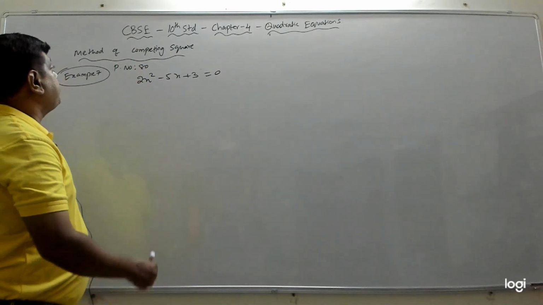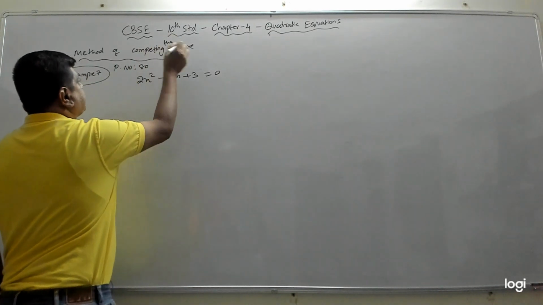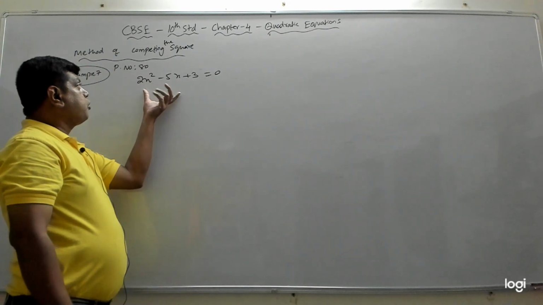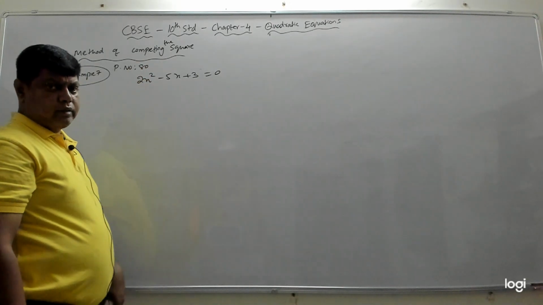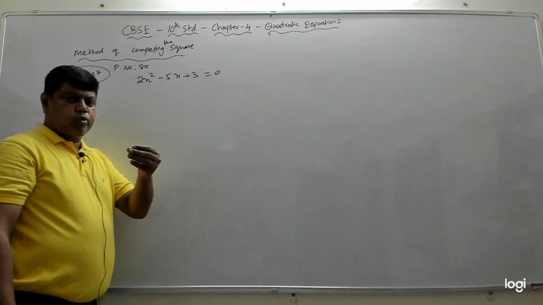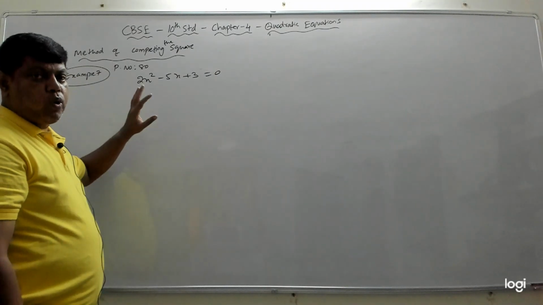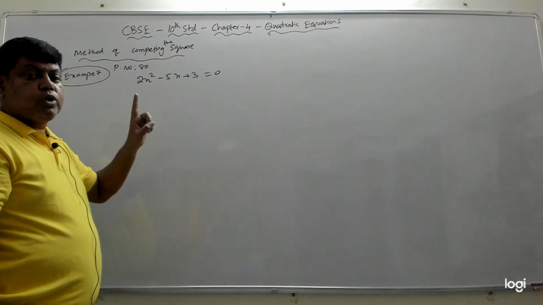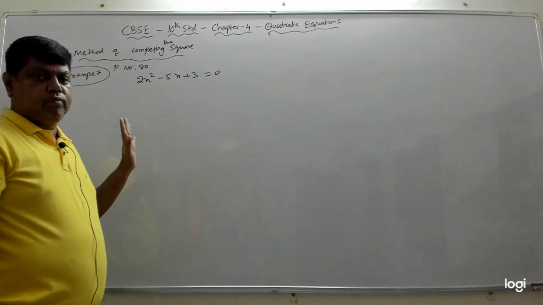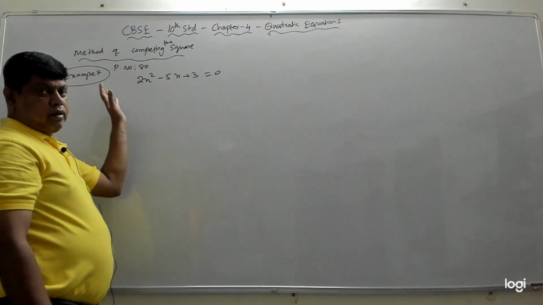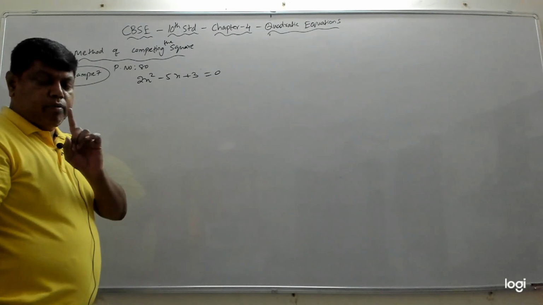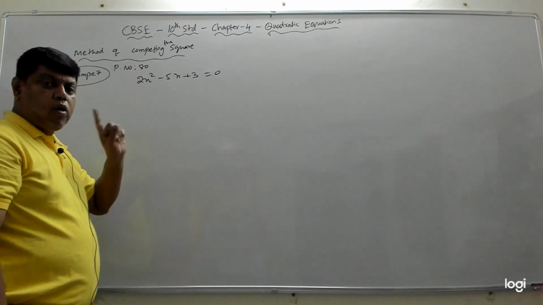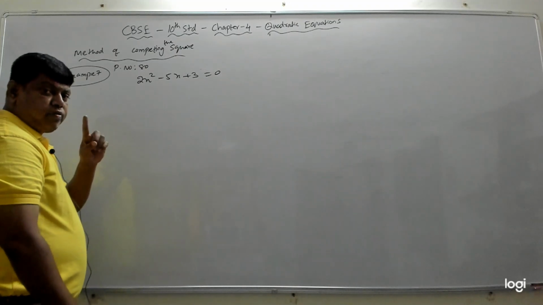We have to solve this using the method of completing the square. To do that, we need to be very careful with 2-3 points. The first step is to make sure that the coefficient of x square is 1. We can also solve by keeping it any number, but we will make the coefficient of x square 1. You should always make it 1. That is the first step.